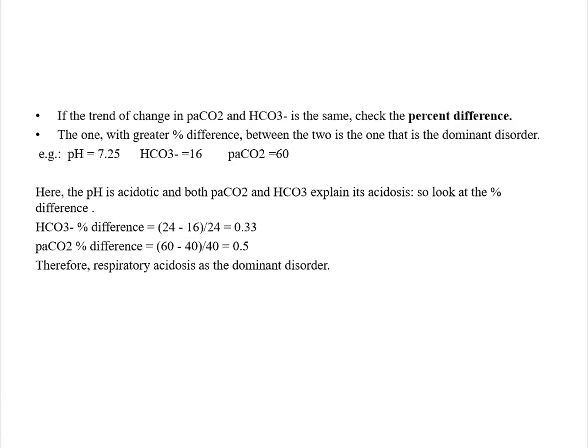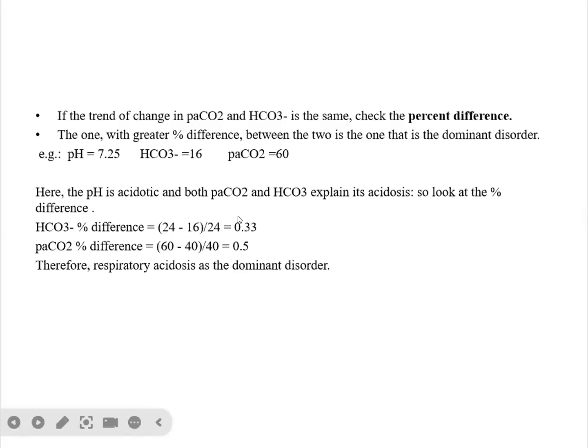To assess this, you have something known as the percentage difference. You have to take two differences. One is your bicarbonate difference. So normal bicarbonate, what we take is 24 minus the bicarbonate in your ABG, 16, divided by the normal, 24. So what you got is 0.33. Second, you calculate your PaCO2 difference. 60 is the PaCO2 given in your ABG, minus 40 is the normal, divided by 40. So what you got is 0.5.